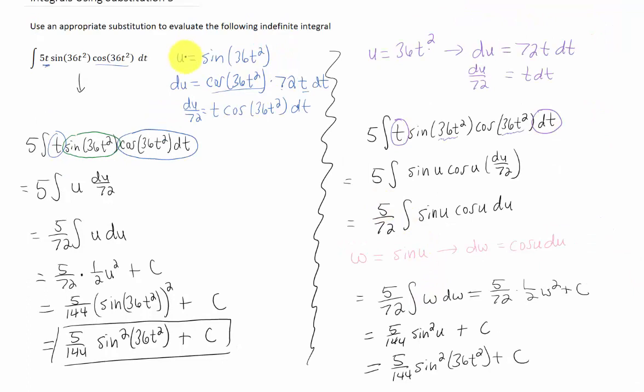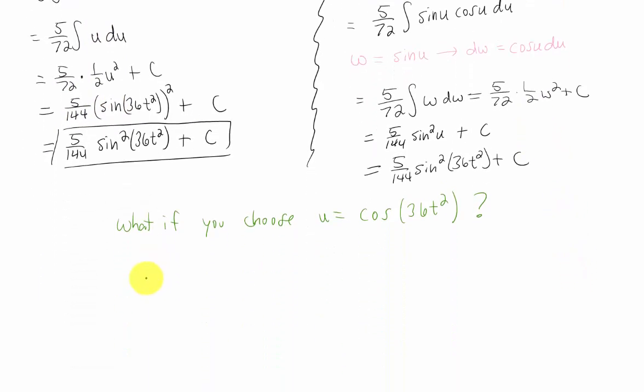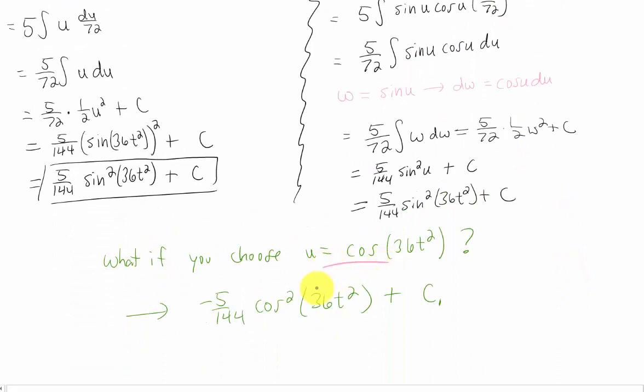Now I should say that there's still another substitution that you could have used to make this problem work. You could have chosen u equals cosine of 36t squared. What would have changed here is that you would end up with a negative sign here, and you would end up with a cosine here. Let's take a look at that result really fast. Now if that was the substitution you used, you might look at this answer and say that it's incorrect because it's different from the answers that we got up above.